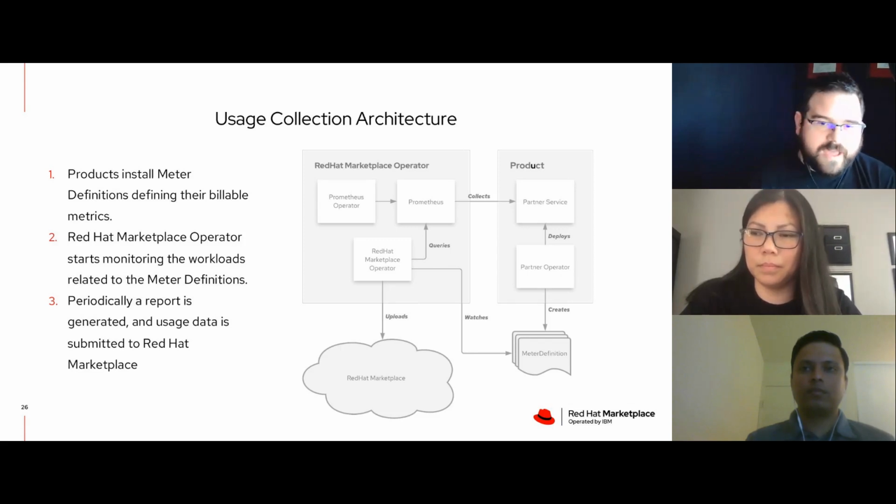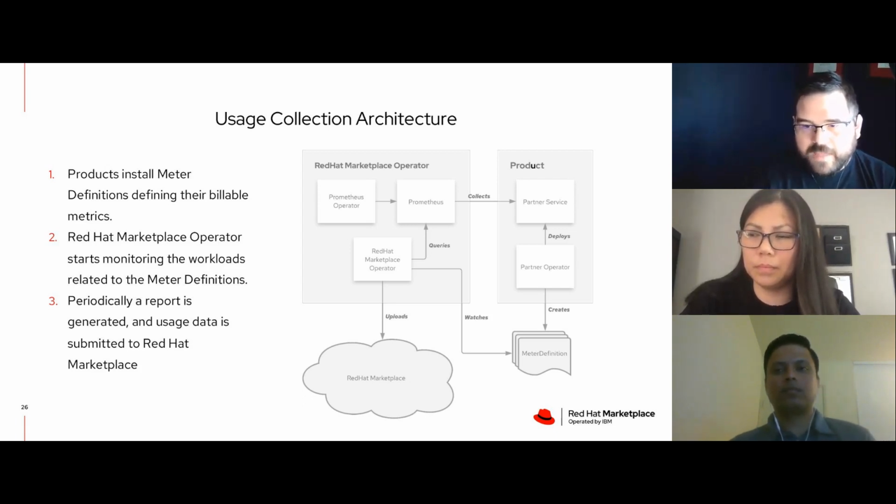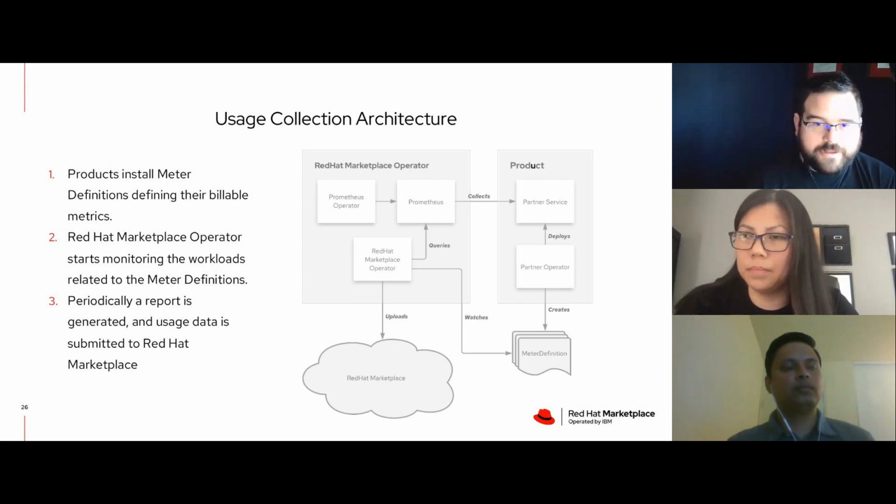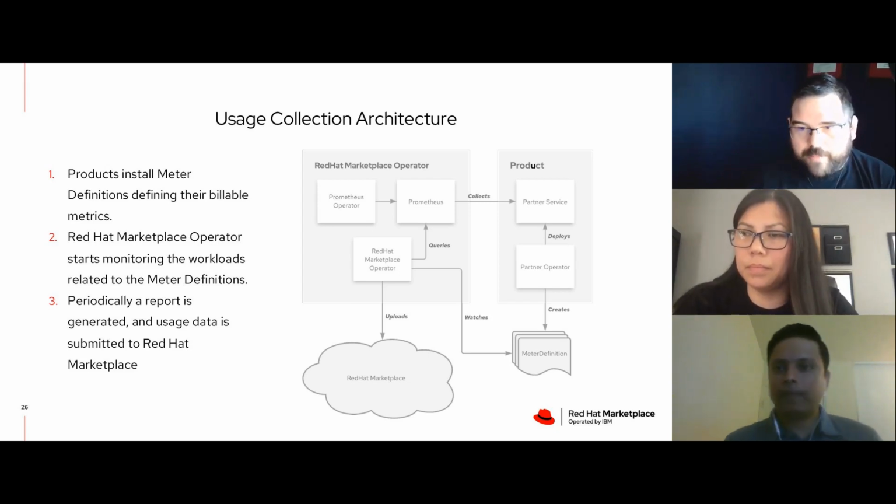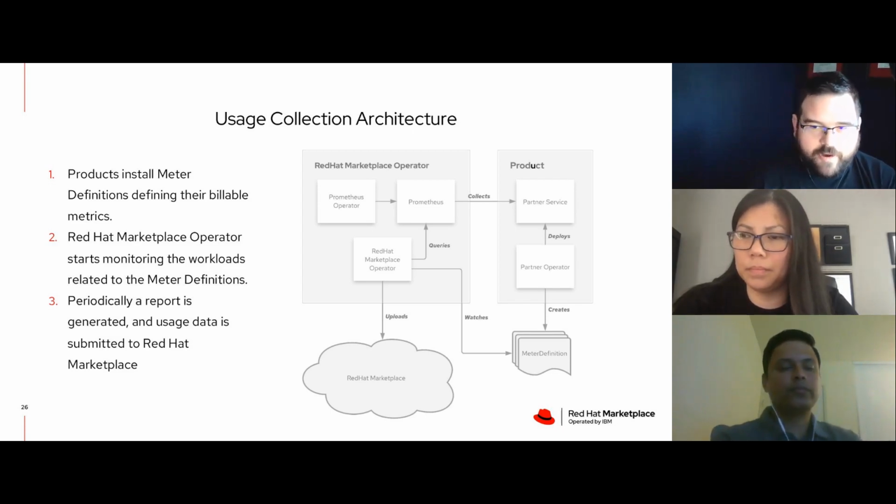So this is a brief slide that shows the overall usage collection architecture. And this is a very high level view, but essentially a customer makes a purchase on Red Hat Marketplace. They then install that product to their OpenShift cluster. The next thing that happens is the product installs a meter definition that defines the billable metrics and workloads for that product. The Red Hat Marketplace operator then monitors the workloads related to the meter definition and collects that data. And finally, we periodically report on that data and synchronize it with the Red Hat Marketplace backends for bill processing.